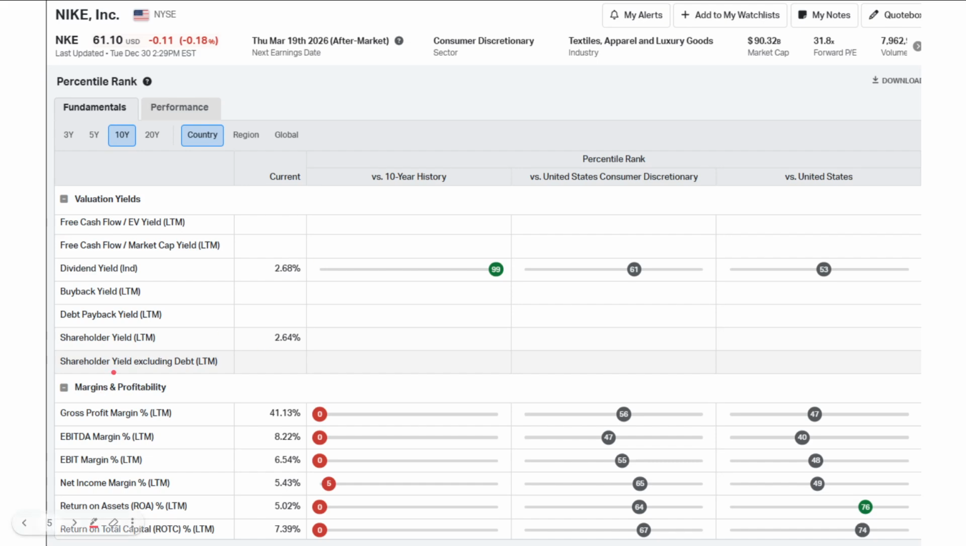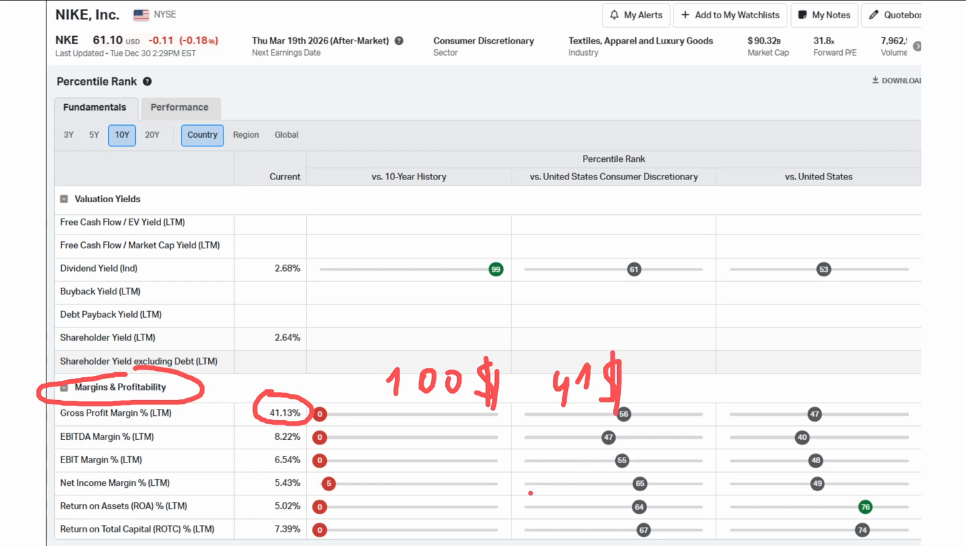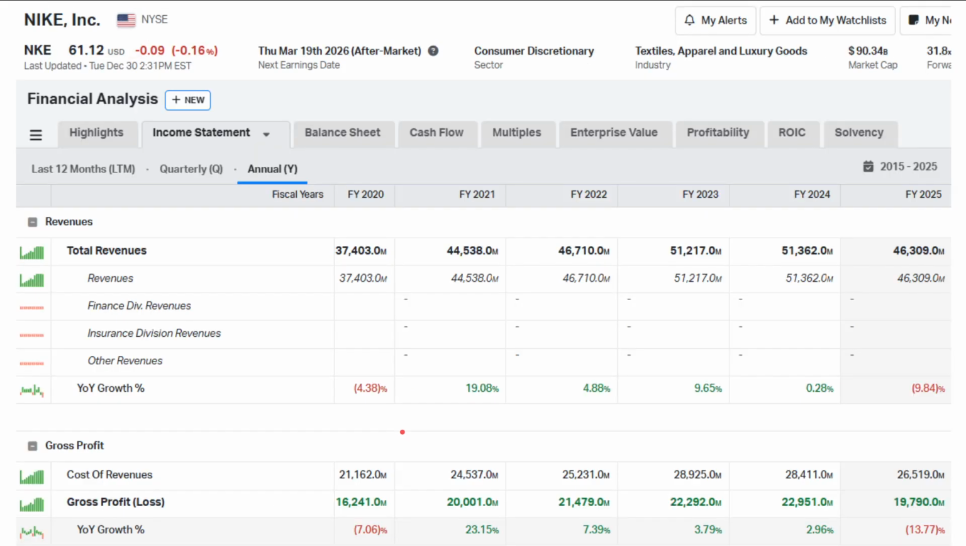Right, and we can see in here margins and profitability. Currently those margins, even though the gross margin is at 41%, so if they sell something for $100, $41 out of that is their profit, so it's really good. However, it is currently at a percentile rank of 0, meaning that this company has never had such a low margin. Well, 40% is still good margin, but compared to this company in the last 10 years, it used to be better.